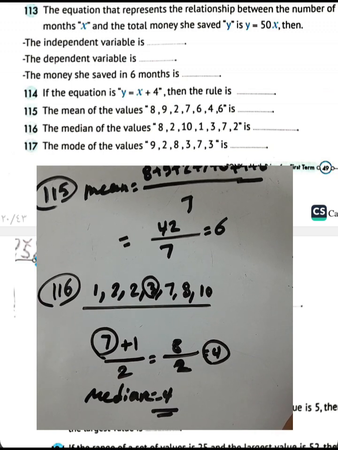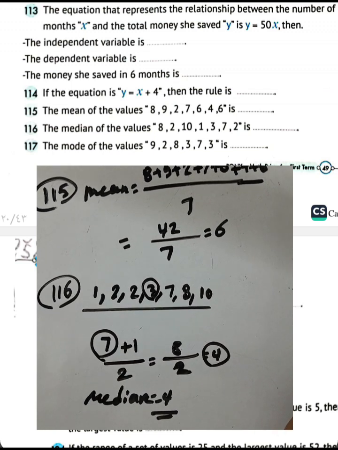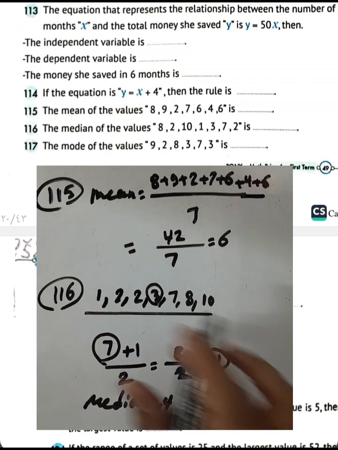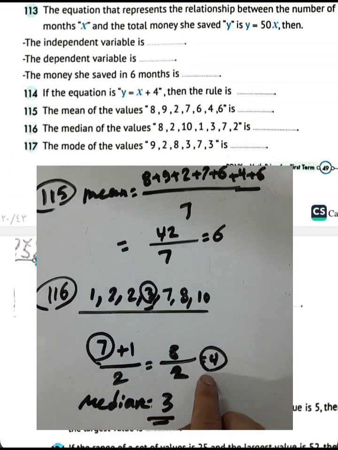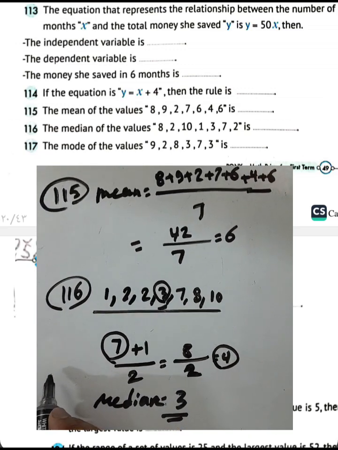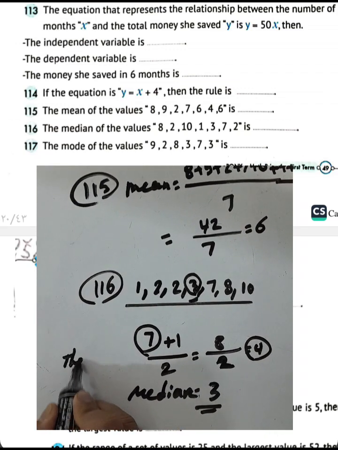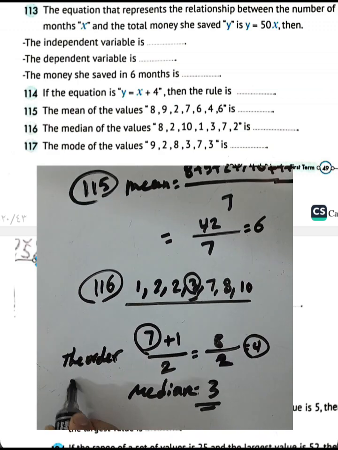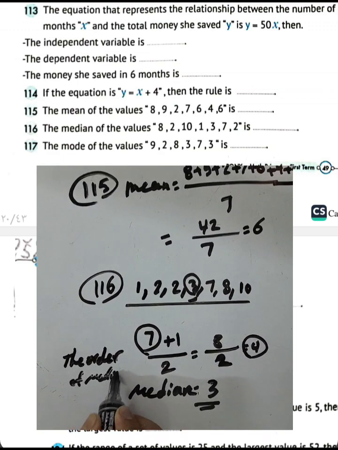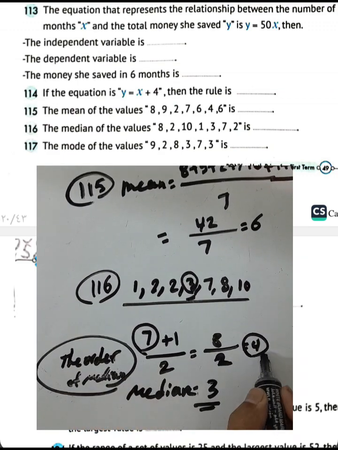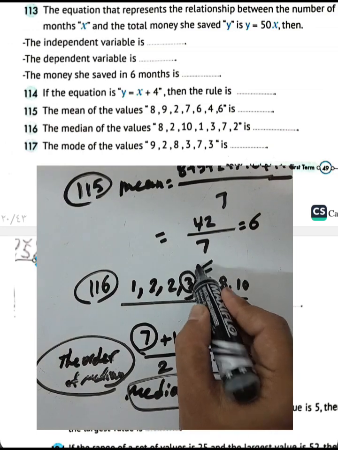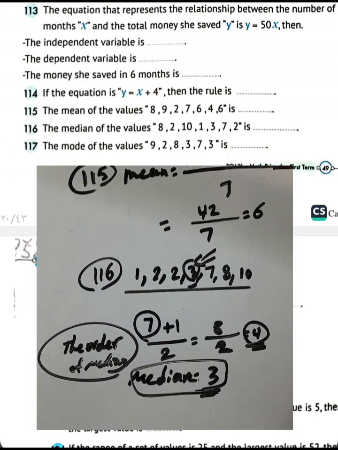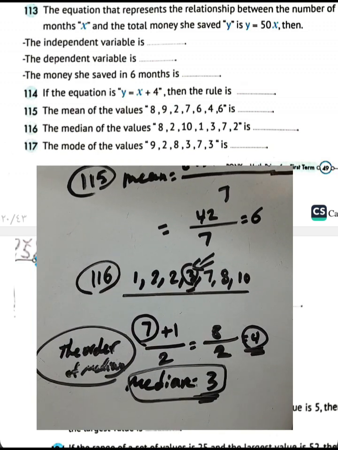Question 116, count with me, it was 3. The median here equals 3. Again, 4 here refers to the order of the median. The order of the median will be the fourth, but the value will be 3. So the result here will be 3. The median will be 3 for question 116.